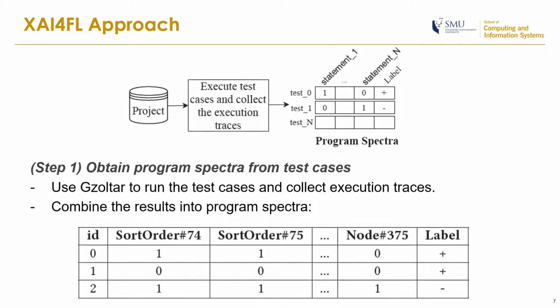In the first part, we will obtain the program spectra from test cases. We use GZoltar to run the test cases and collect the execution traces. From the GZoltar output, we combine the results into program spectra. We can see here an example of it. 1 shows that the statement is executed and 0 is not executed. The label shows whether it is a failing or passing test case.